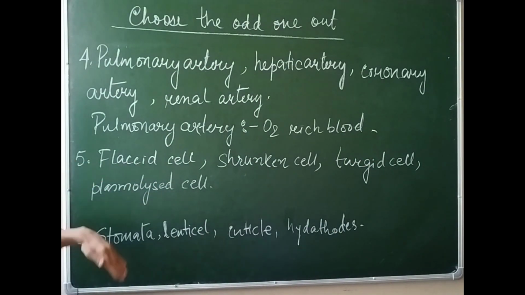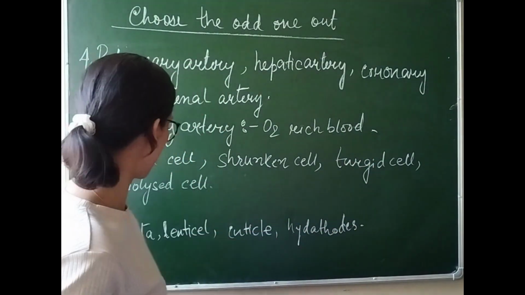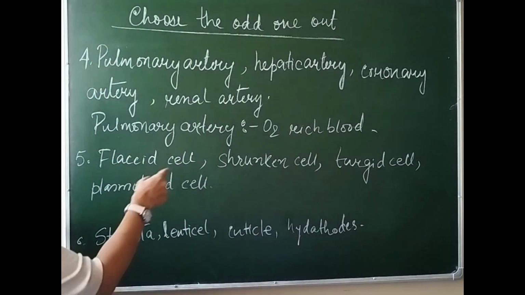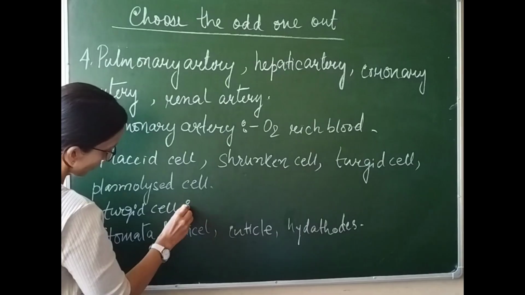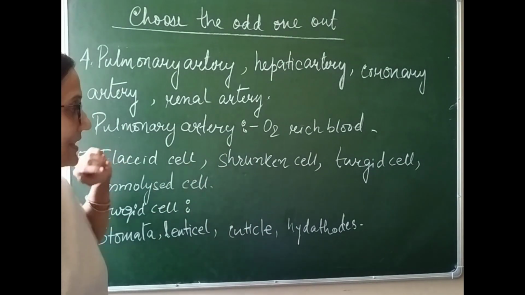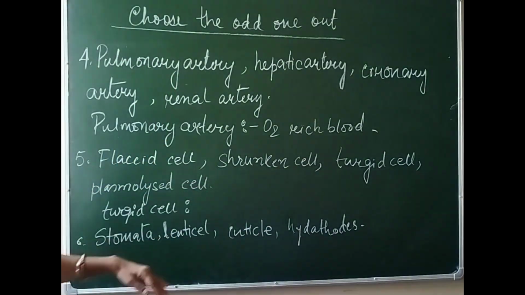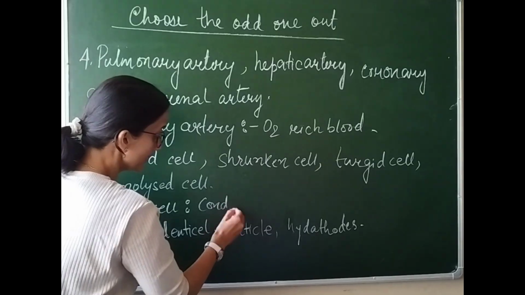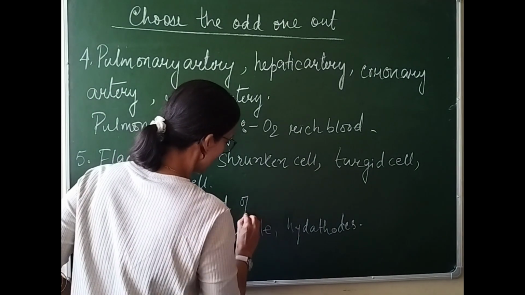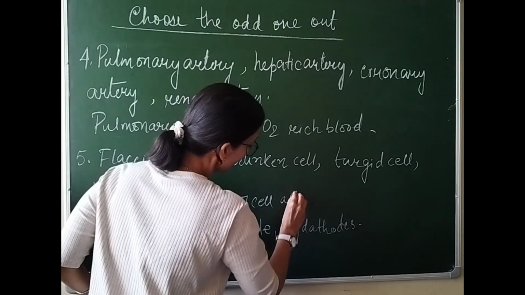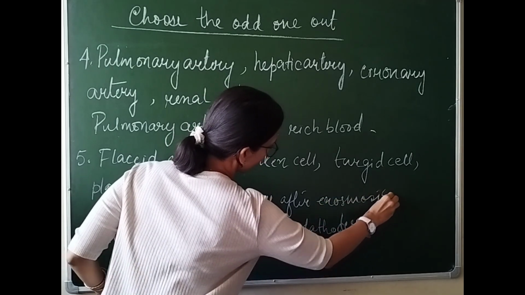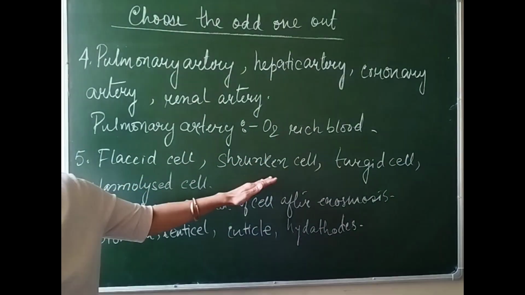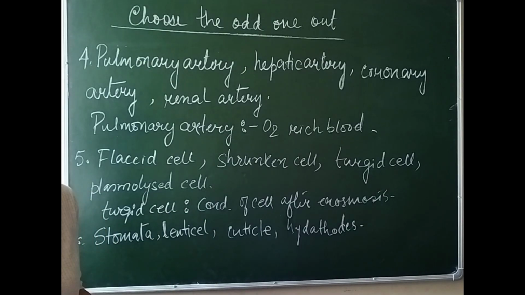Next question: flaccid cell, shrunken cell, turgid cell and plasmolyzed cell. We know in all these conditions, turgid cell is the odd one out. Why? Because flaccid cell, shrunken cell and plasmolyzed cells, these are the conditions of cell after exosmosis. So these conditions are found in cells only when they have undergone exosmosis.